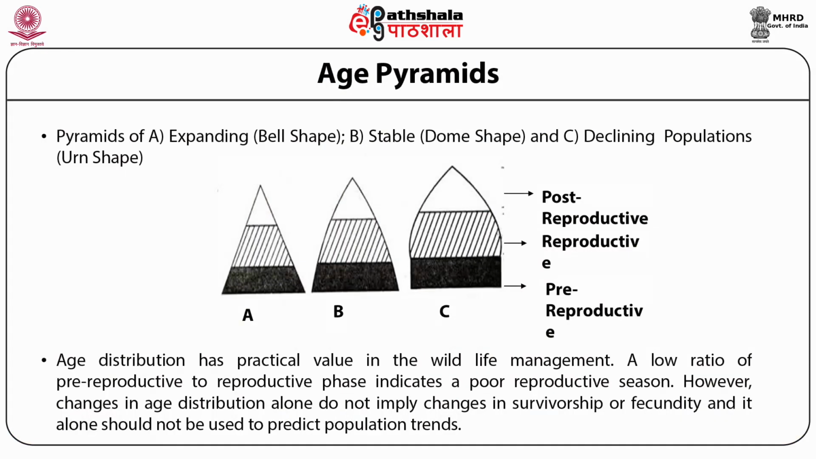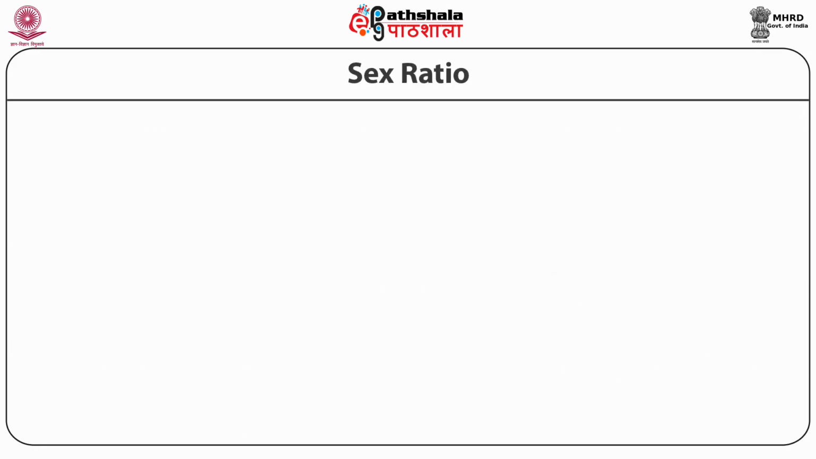Age distribution has practical value in wildlife management. A low ratio of pre-reproductive to reproductive phase indicates a poor reproductive season. However, changes in age distribution alone do not imply changes in survivorship or fecundity, and it alone should not be used to predict population trends. Sex ratio.